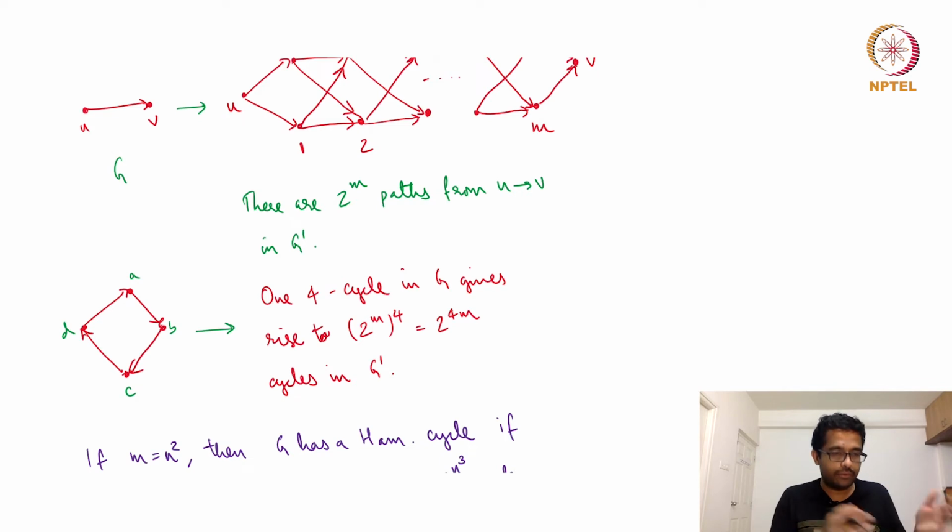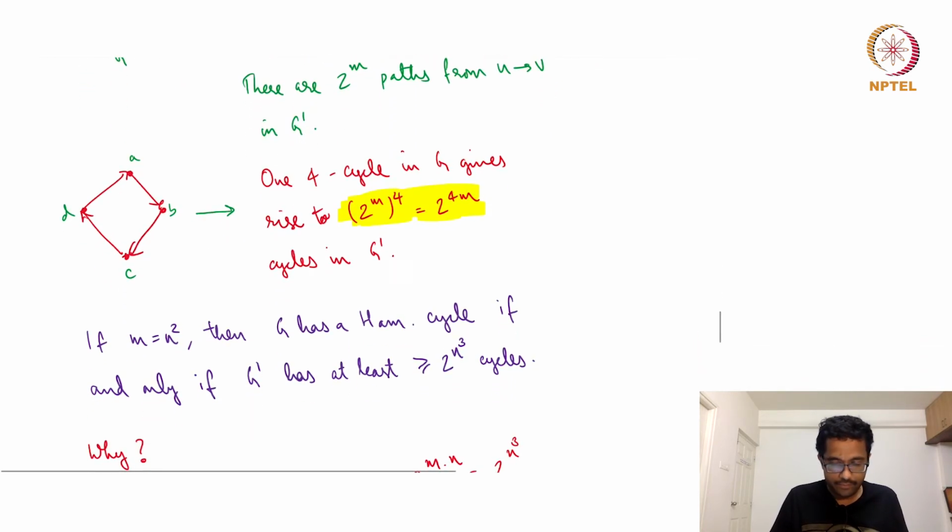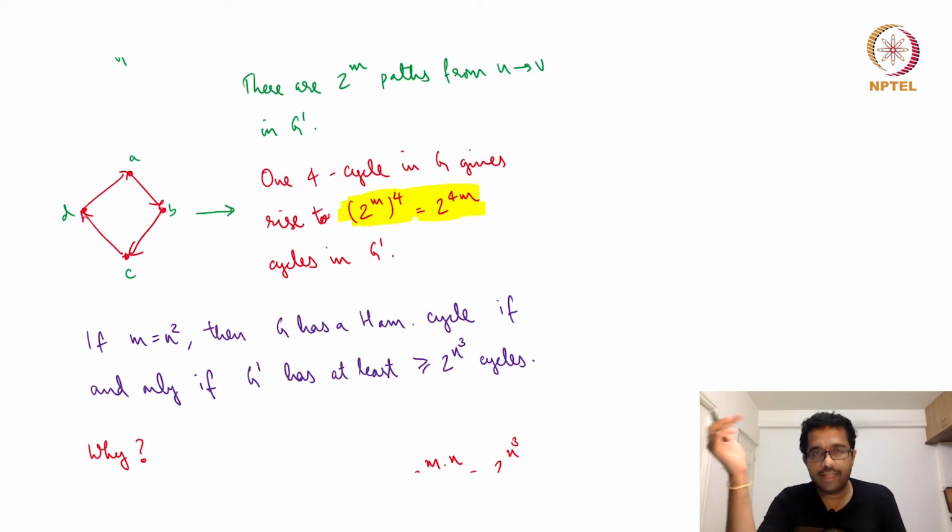And you could choose for each of these edges, AB, BC, CD, DA, there are 2 power m choices. 2 power m whole power 4 is the number of cycles that we have in G prime corresponding to this 4 cycle in G, which is simply 2 power 4m. So in general, if we have a cycle of length k, this leads to 2 power km cycles in G prime. So a cycle of length k in G leads to 2 power km cycles in G prime.